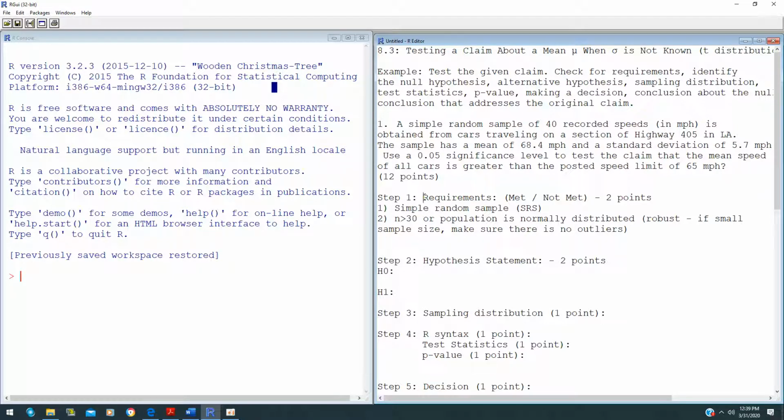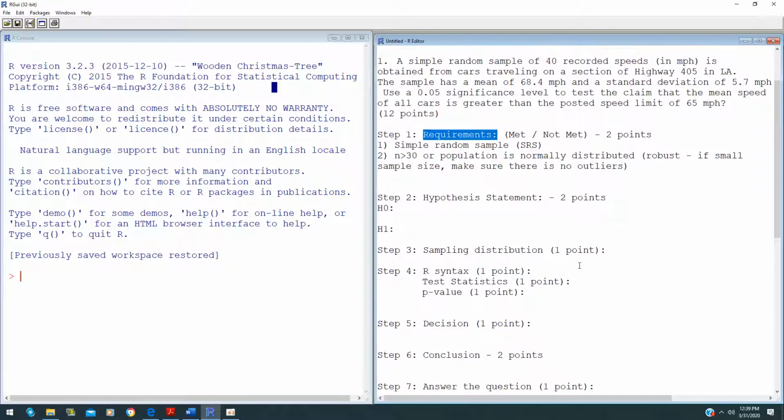So the first step is to check your requirements. Either you met the requirements or not met the requirements. This gives you 2 points in your test. The second one is doing a hypothesis statement, which you have to include your null and your alternative hypothesis. That is also 2 points. Sampling distribution will cost you 1 point.